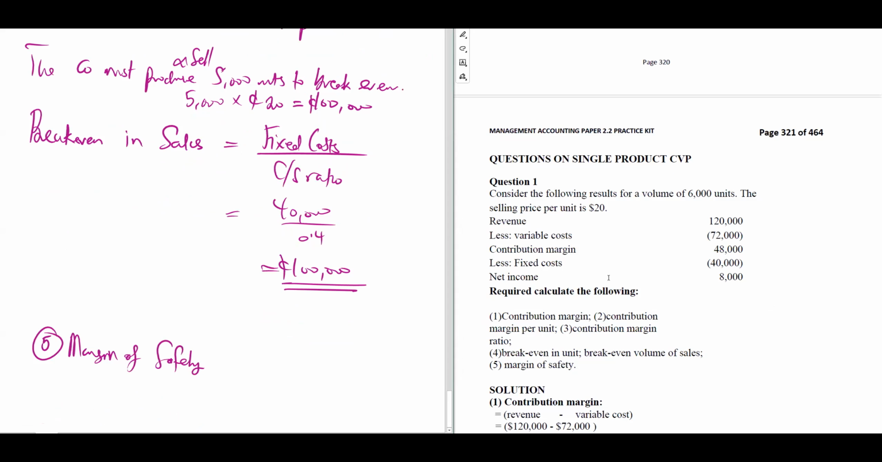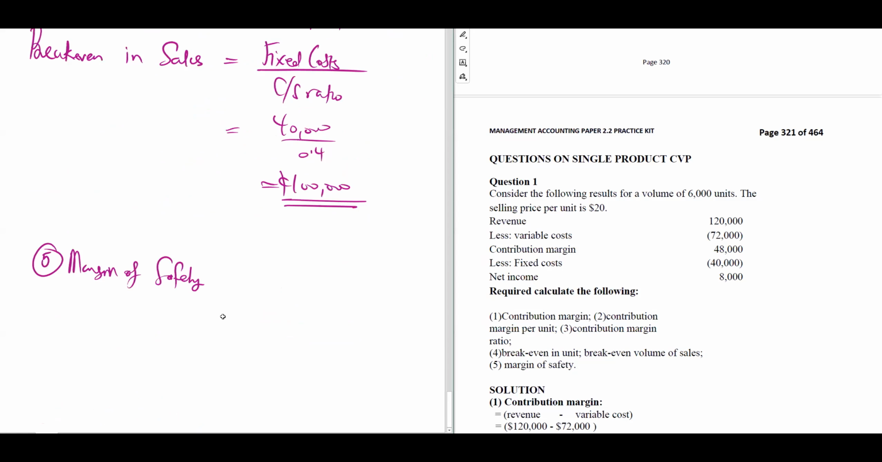How do we get margin of safety? Which one is it, units or sales? In units. It's budgeted units minus break even units. So we take our budgeted units minus our break-even units, right?